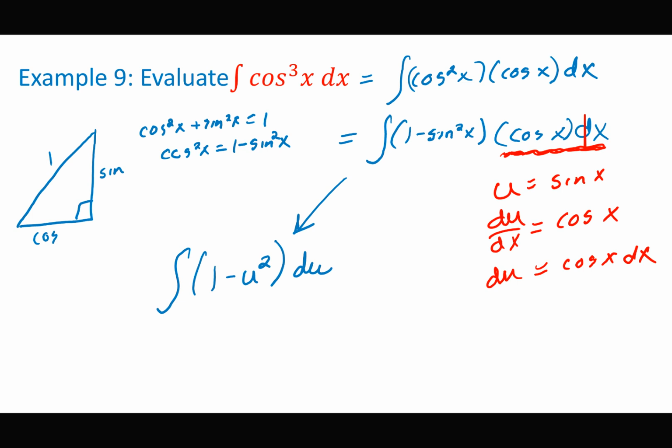My integration properties, if I'm integrating and I have subtraction going on, means I'm going to integrate each piece individually. So the antiderivative of 1 would be u, minus the antiderivative of u squared, which would be u cubed over 3, plus c. Putting back in what my u is: sine of x minus 1/3 sine cubed of x plus c.